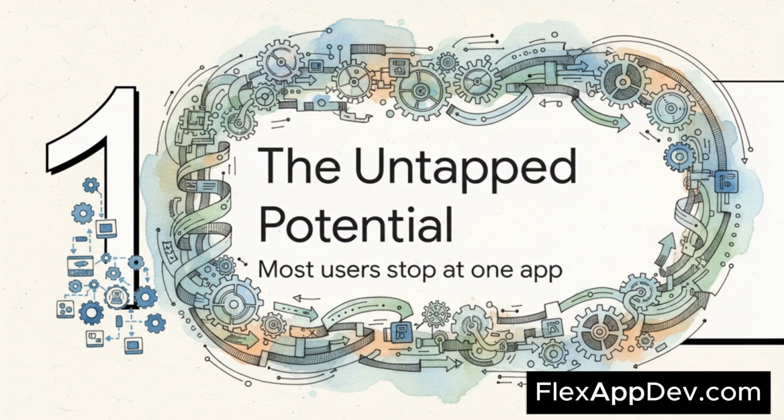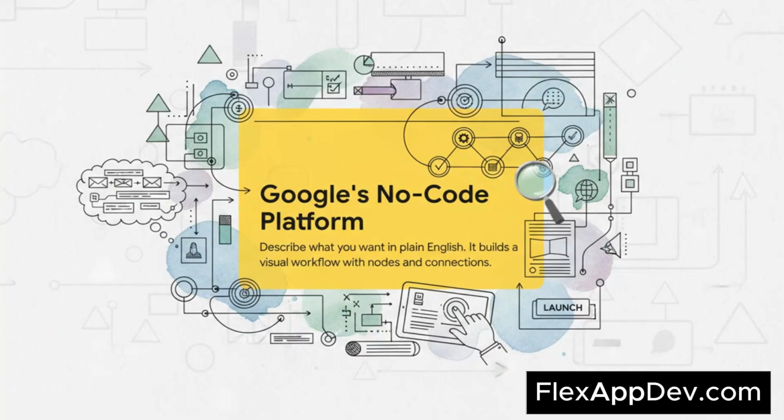So before we jump into the how, let's just do a quick reset on what Opal really is. So what is Google Opal? Simply put, it's Google's no-code platform. The idea is brilliant. You just describe what you want in plain English. From there, it builds out a visual map, like a flowchart, made of these things called nodes and connections. These are the building blocks you'll use to refine and publish your idea as a real tool.